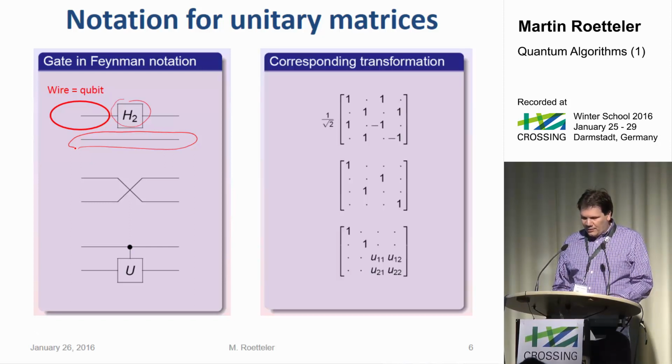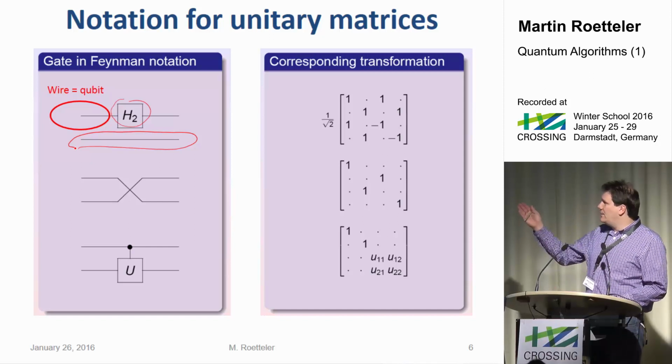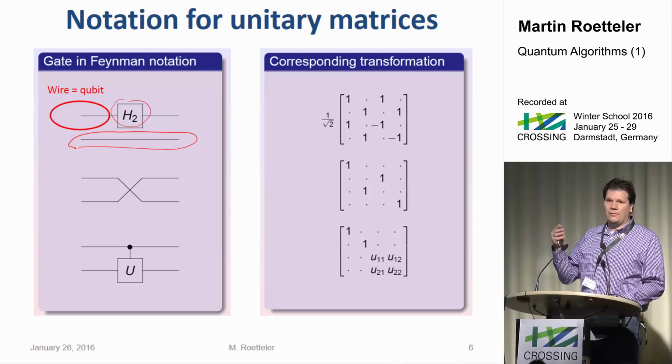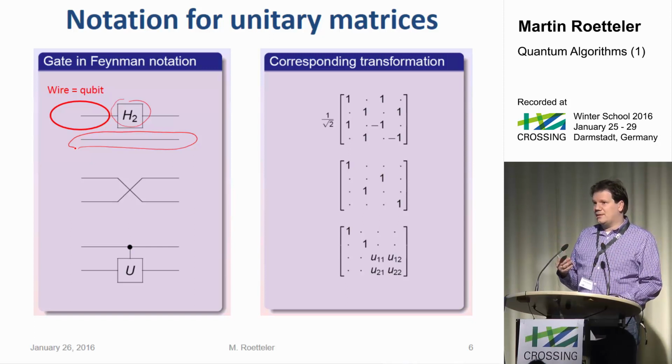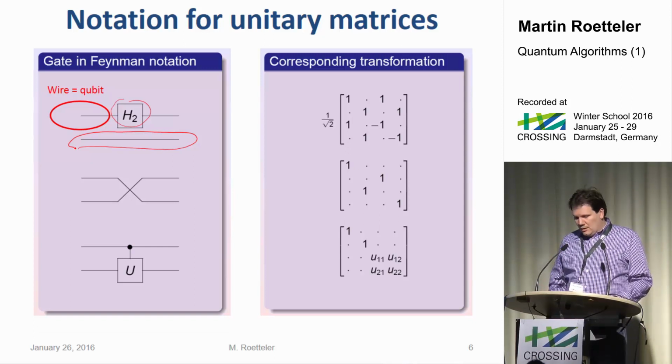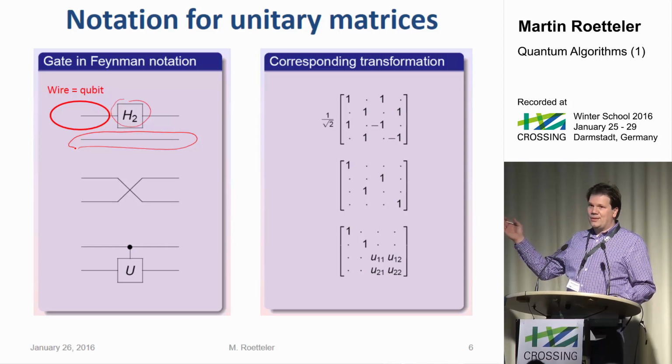So that's implied by the notation. On the left hand, you always have the graphical calculus. On the right hand, you have a corresponding unitary matrix that's underlying that operation. Sometimes it's helpful to think about the unitary, sometimes it's more helpful to think about the circuits.